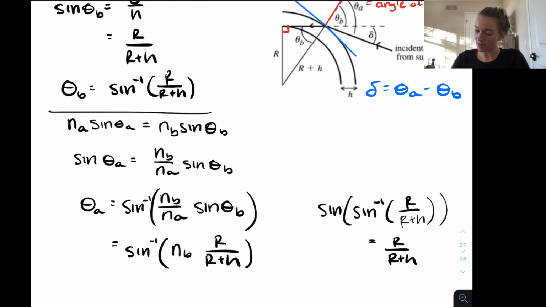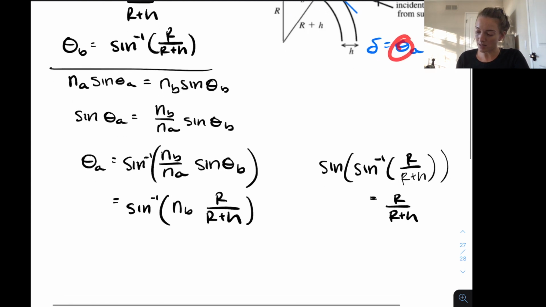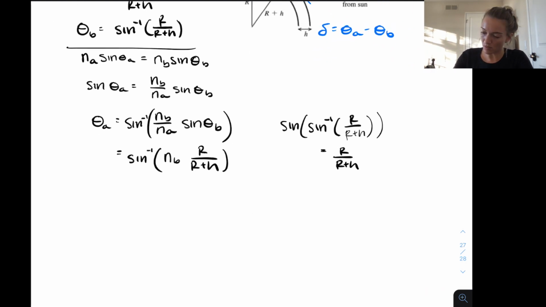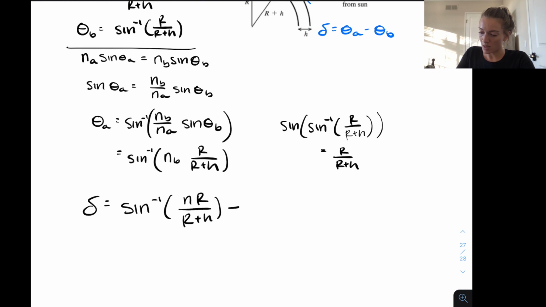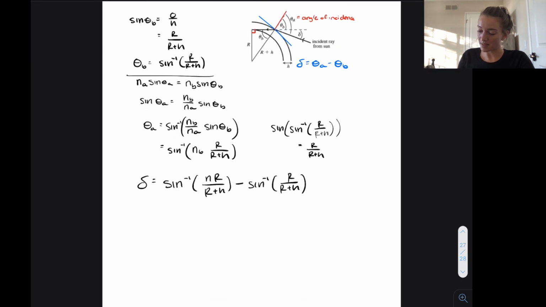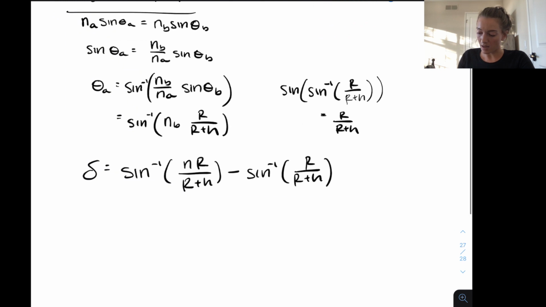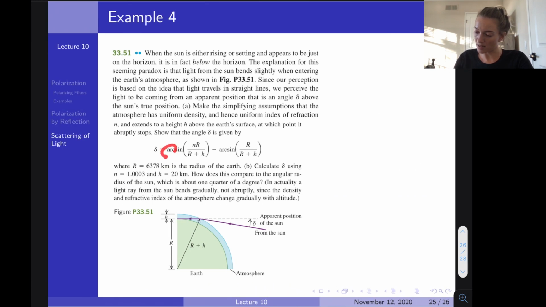So now we can just find delta because we said delta was theta A minus theta B. So let's just write that all out. So delta is theta A, which is sine inverse of N, we'll just call it N, the index of refraction of the atmosphere, R over R plus H, minus theta B, which is sine inverse of R over R plus H. And that's exactly what we wanted to get, what the problem asked us to find. So they wrote it as arc sine. We have it as sine inverse, obviously the same thing.